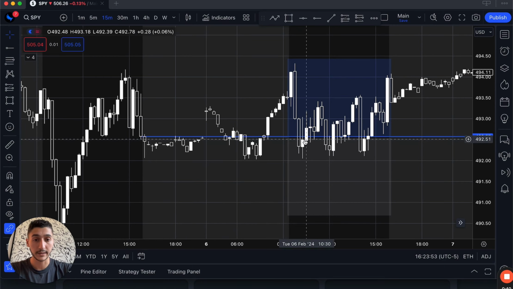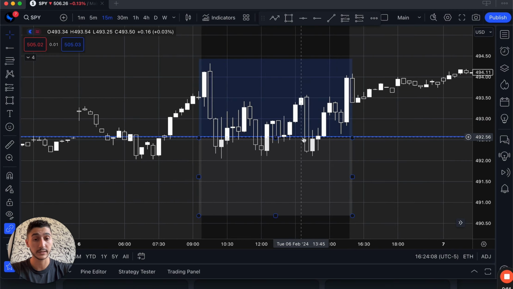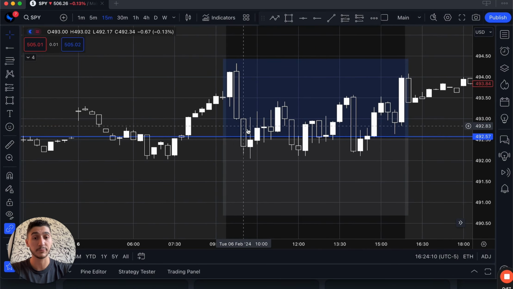So this horizontal blue line is the gap fill. This is the previous day's closing price. And then we're seeing a gap up here. So price opened above the previous day's closing price. Then it came down, filled the gap. So now once price touched this line here, the gap was filled, but then you can see it closed above the gap. So it closed green.